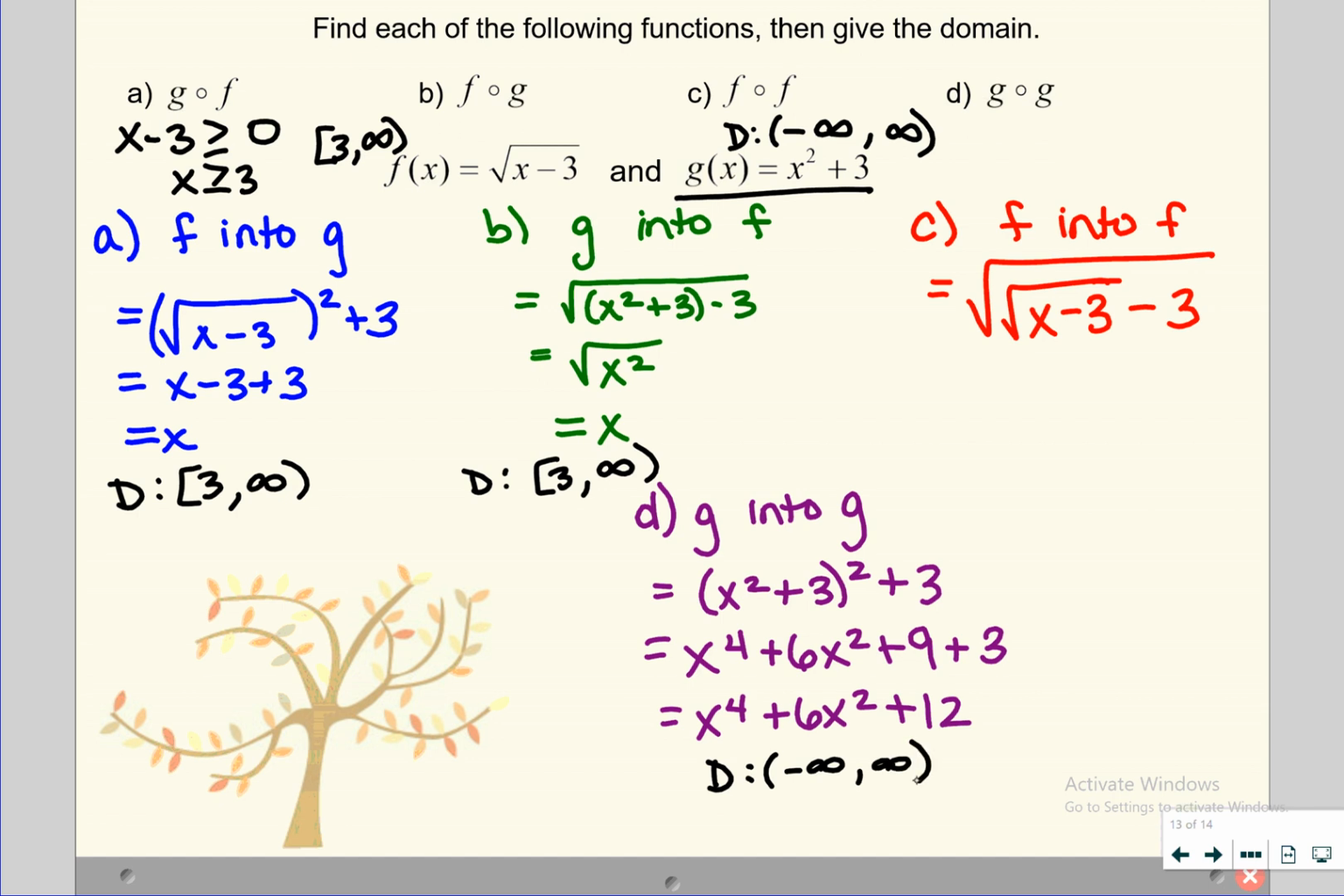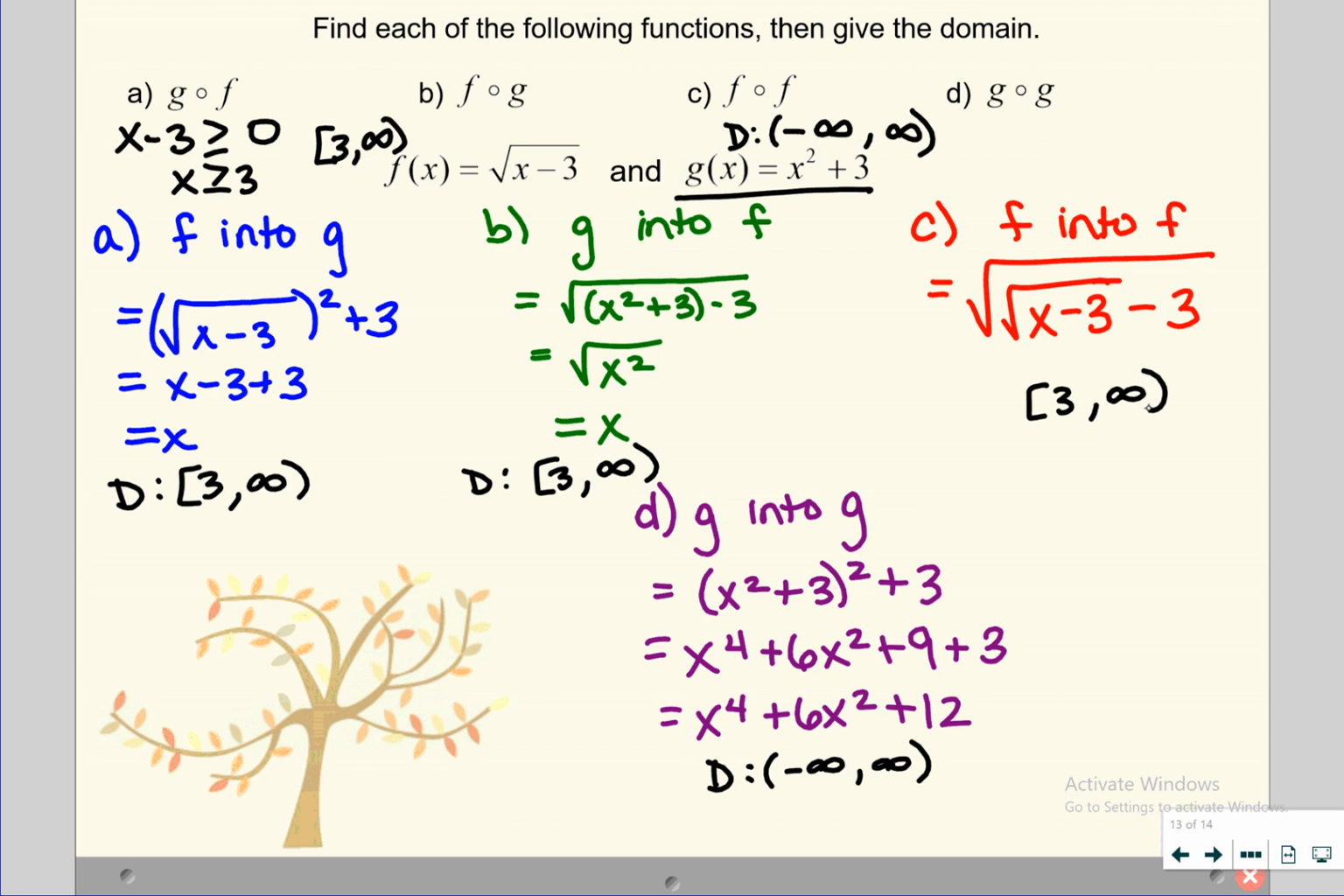Okay. Now, f into f is tricky. Okay, we're not worried about g in this problem. We're just looking at f. We know at least the domain is 3 to infinity. But it's actually restricted a little bit more than that. For example, let's say you plug 3 into that equation. 3 minus 3 would give me a 0 under that first square root, which is 0. But then minus 3 would make it a negative number under the square root. So 3 is actually undefined.